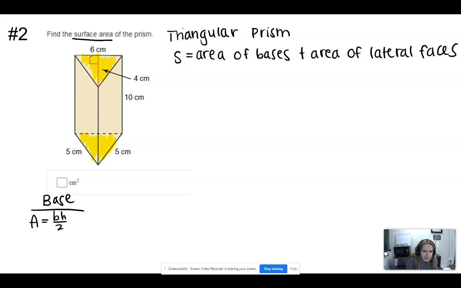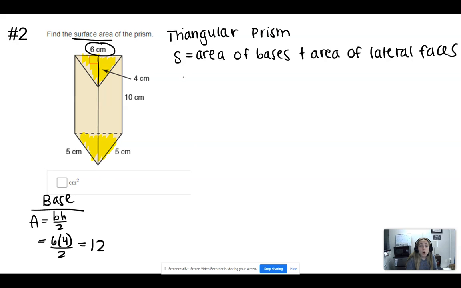So I'm going to look here, and the base of the triangle is always going to be that very bottom. The base and the height always are what form that right angle. So if you look here, that right angle is formed by that 4 centimeter line and that 6 centimeter line. So I know my base is 6 and my height is 4, then divide by 2. That is going to give me 24 on the top divided by 2, and 24 divided by 2 is going to give me 12. So I know the area of my triangular base is 12.